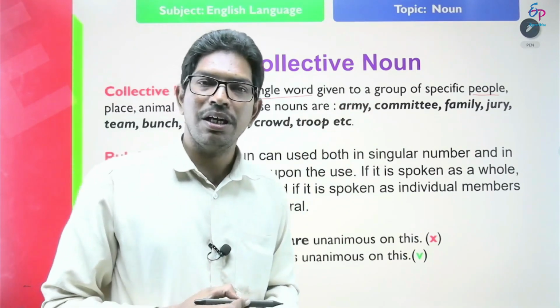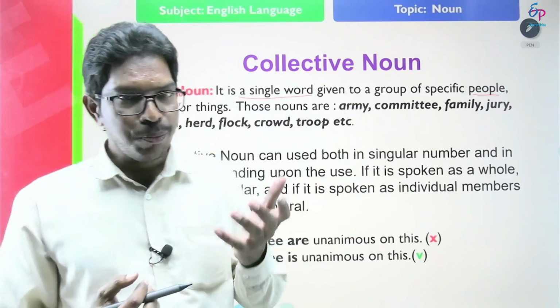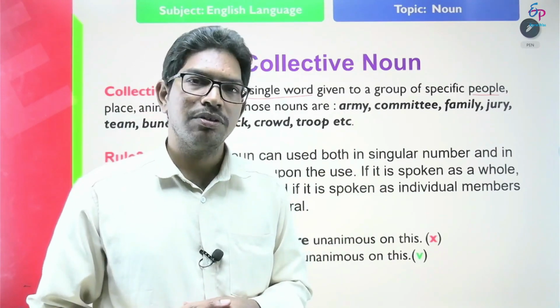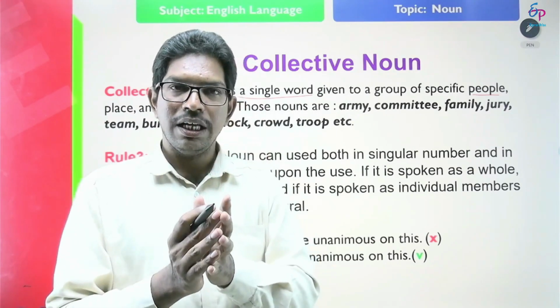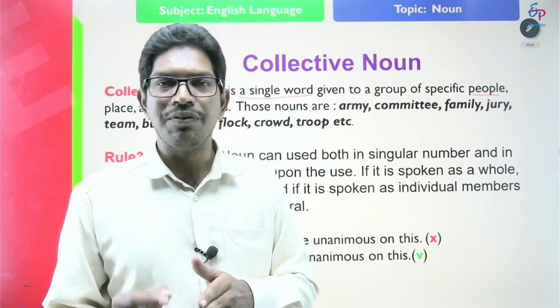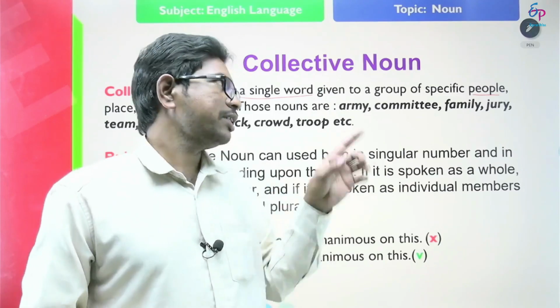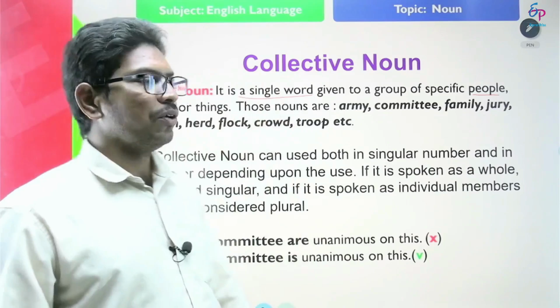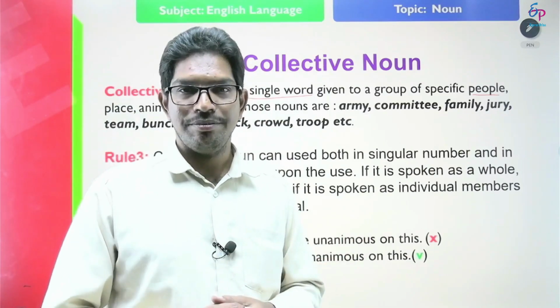Army. Army means a group of soldiers. A group of soldiers' name is called army. That is a collective noun. A single name is given to that particular group of soldiers, that is army. That is called a collective noun. What is a collective noun? It is a single word given to a group.